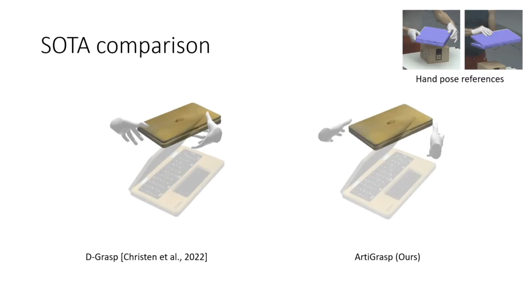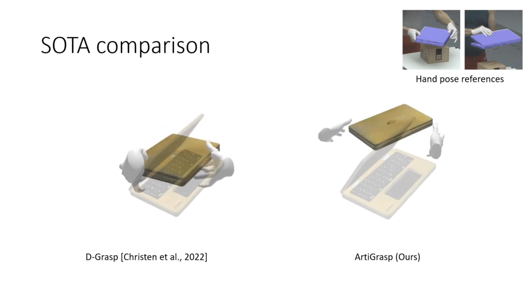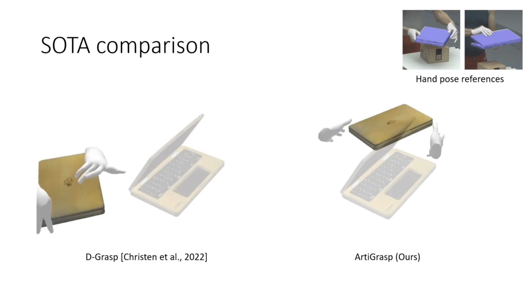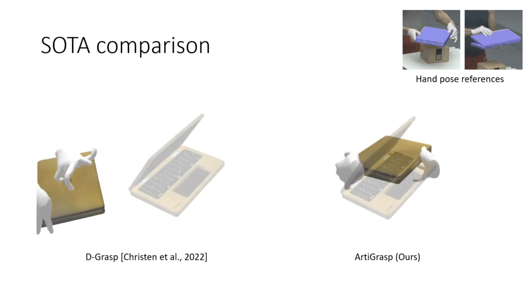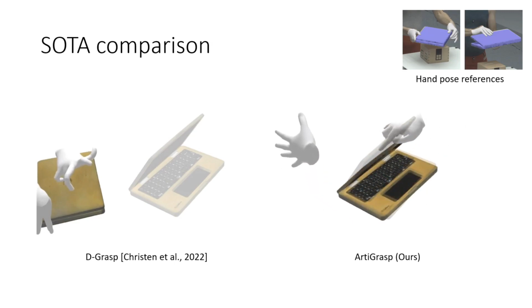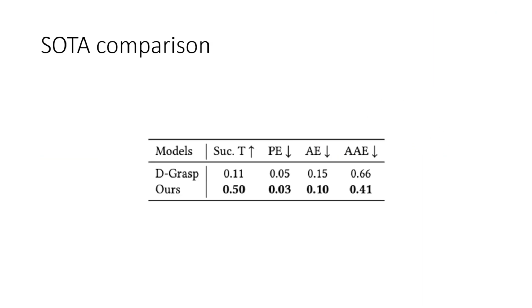Here we show results of motion synthesis for different objects using our method. We compare DGrasp on the left with ours on the right. This demonstrates that ArtiGrasp outperforms DGrasp for the dynamic object grasping and articulation task. This is also reflected in the quantitative evaluation. See our paper for more details.